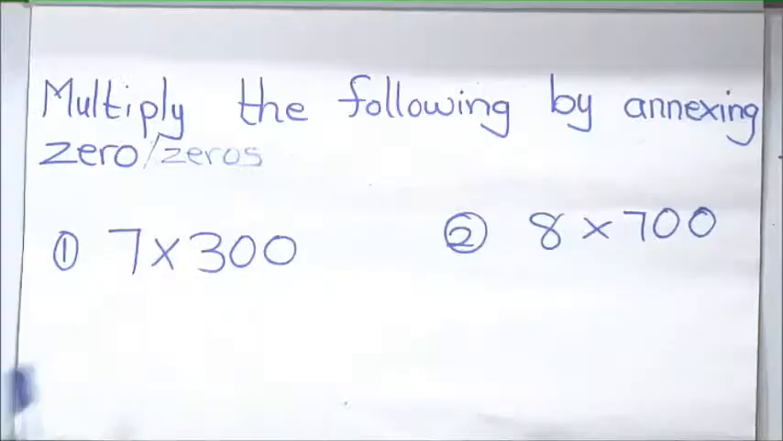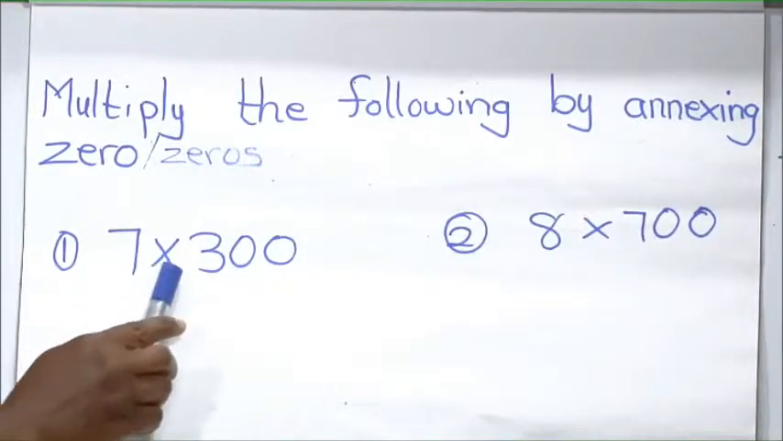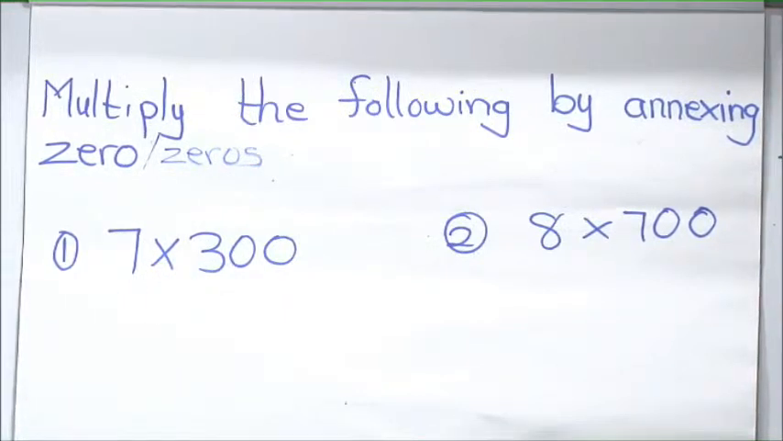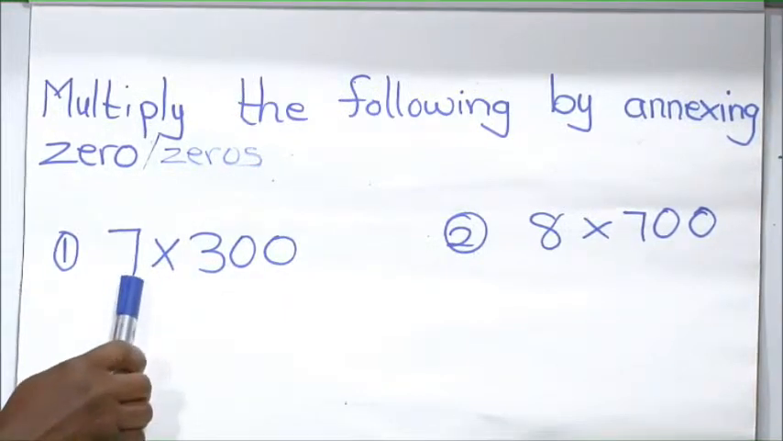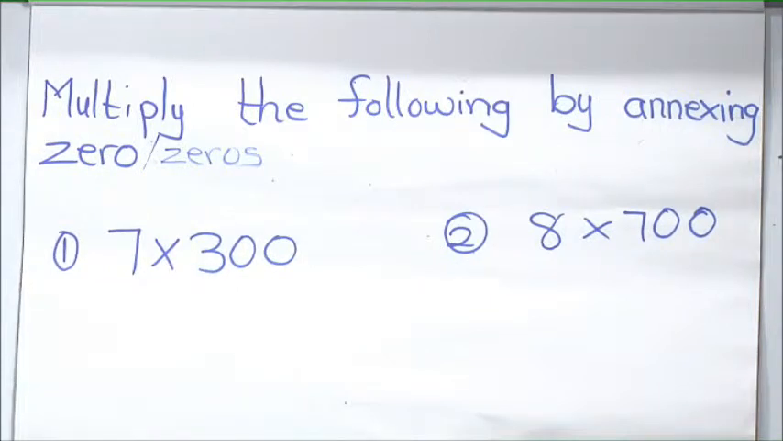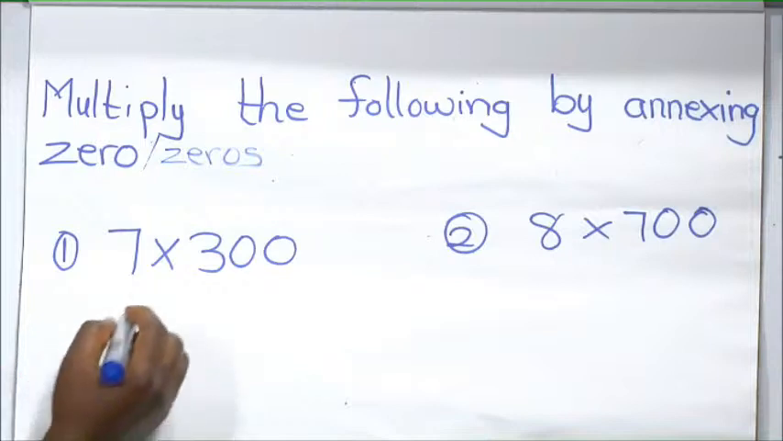When you have 7 times 300, just multiply the 7 by the 3. Let's leave the zeros for now. So 7 times 3 is, remember we did the skip counting up and down. So quickly do that. I'm doing it with you. 7 times 3. The answer is 21.